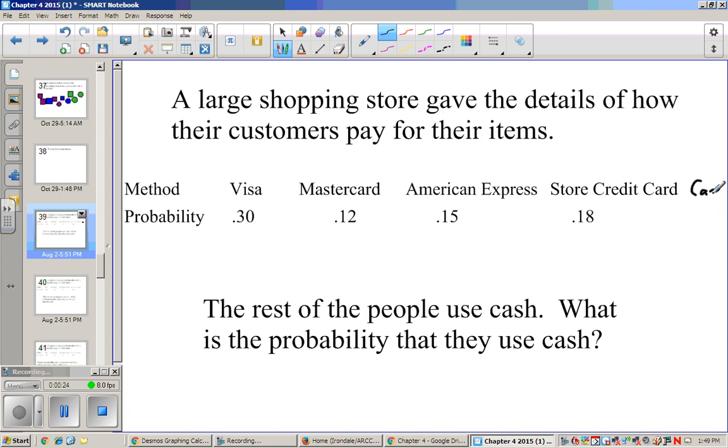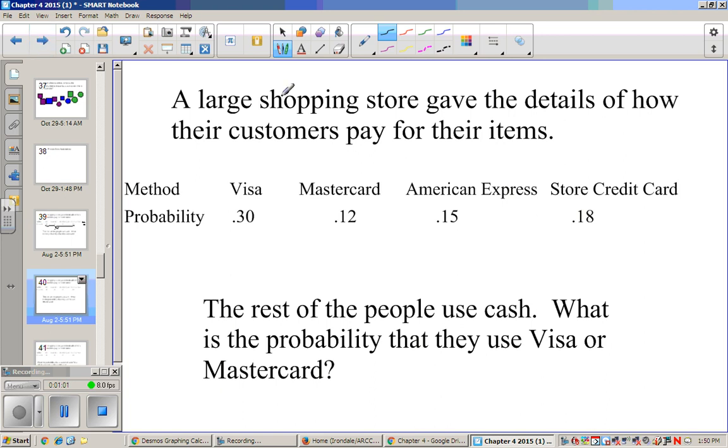So if I put cash out here, what's the probability to use cash? Now, a whole sample space should add up to a probability of 1. So what we do is we start by adding up all of these numbers: 0.3 plus 0.12 plus 0.15 plus 0.18, and these four add up to a probability of 0.75. So if the rest of the people use cash, 1 minus 0.75 is 0.25.